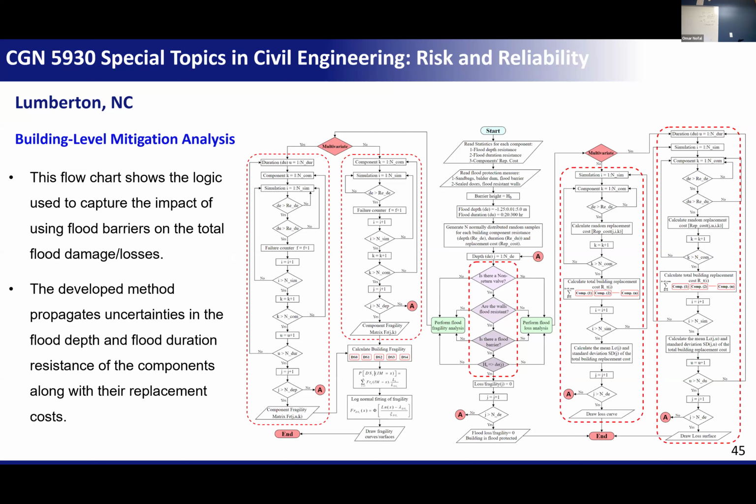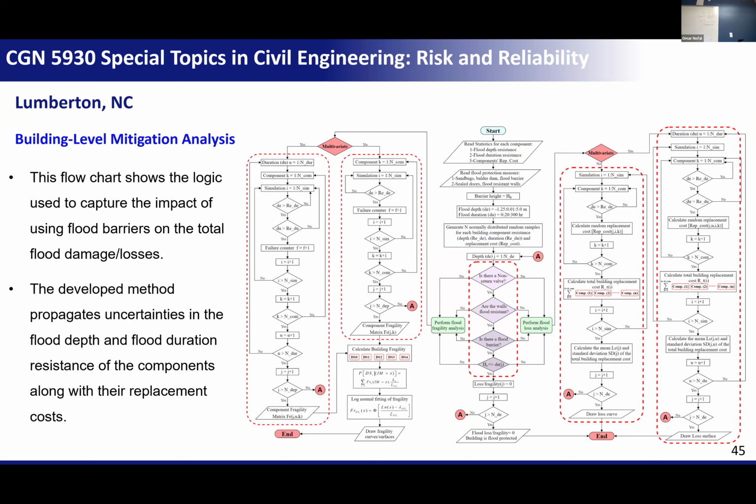This is a framework that I published in one of my papers on how we go from fragility, quantifying damage, to identifying the impact of mitigation measures. For example, this is a flow chart asking whether this building has a flood protection measure or not, like sandbags, a water dam, sealed doors, or flood resistant walls, and then making functions to capture the impact of these mitigation measures on the fragility functions. Fragility functions deal with a building without mitigation. But what if we put a flood barrier around this building? The flood fragility is going to be different.